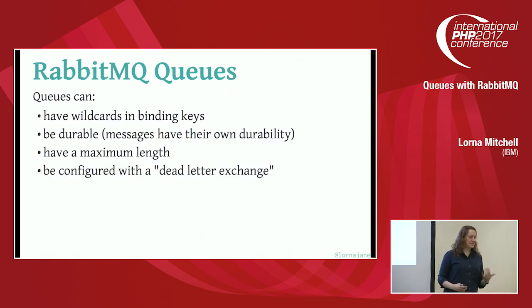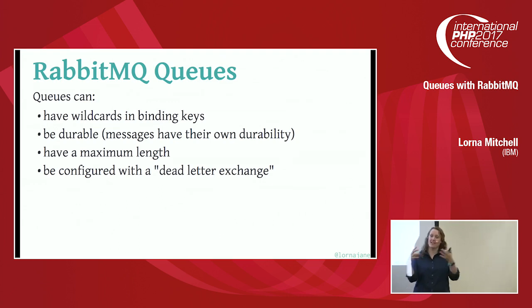That was exchanges. Let's talk about queues. You can bind queues to exchanges with binding keys. These can include wildcards, which is how you can catch messages. That allows you to send messages with slightly different routing keys and either catch them all in one queue or change your setup later so they end up in different queues. You can make those decisions.